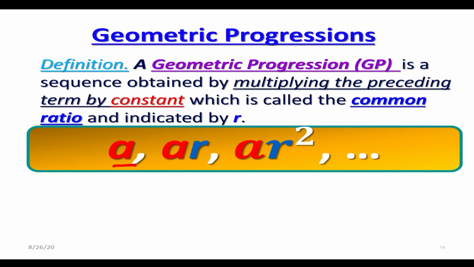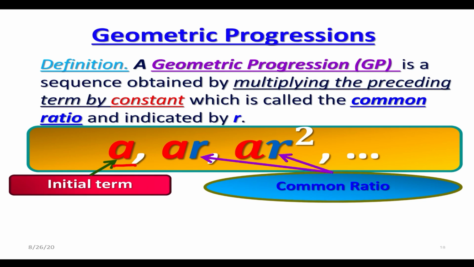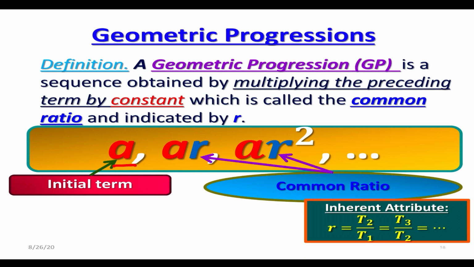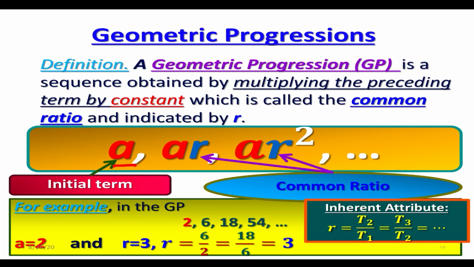Now, this letter a means the first term, or again the initial term of the GP, and r is the common ratio. Its defining attribute is just the ratio between any two consecutive terms. So all you want to do to get this ratio, you want to take, let's say, t2 and divide it by the preceding term, t1. So it's going to be the same number, t3 over t2, and so on.